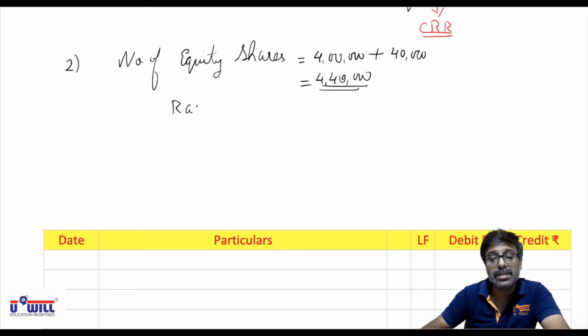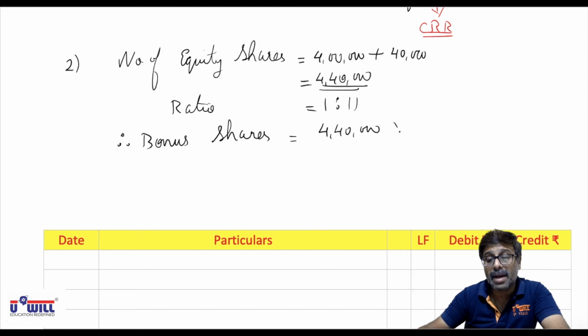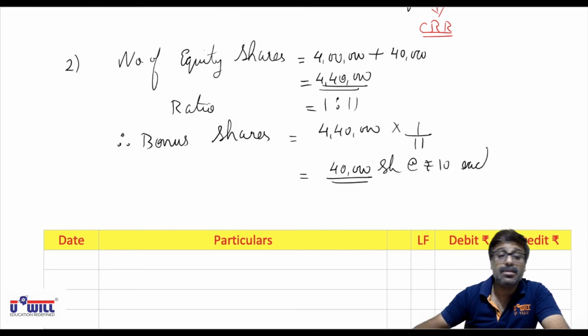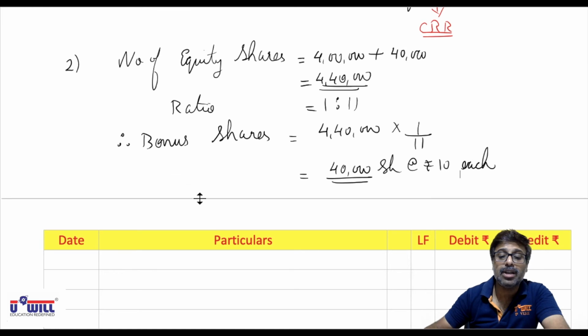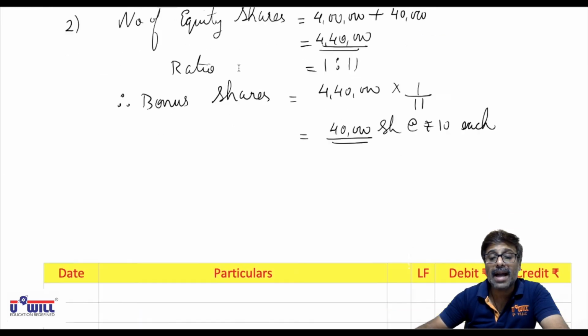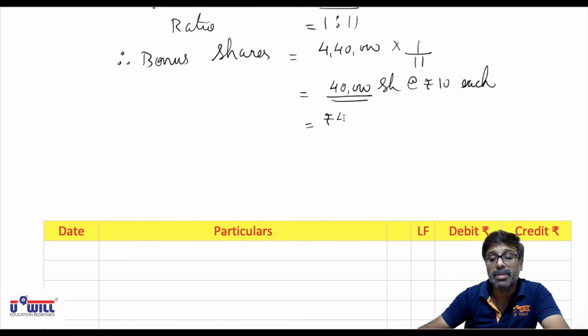Ratio of bonus is 1:11. So what will be the bonus shares quantity? Bonus shares quantity will be equal to 4 lakh 40,000 into 1 by 11, which is 40,000. 40,000 shares will be given in bonus, which are of 10 rupees. So 4 lakh rupees of bonus issue is to be made.